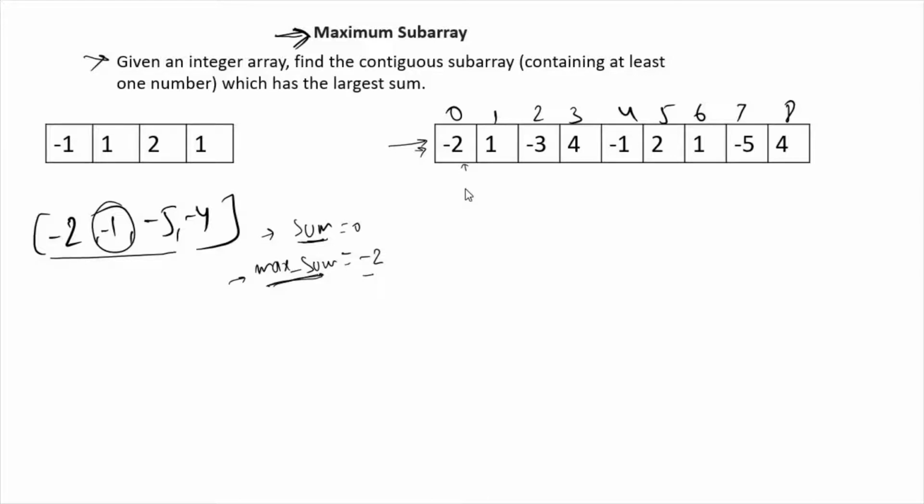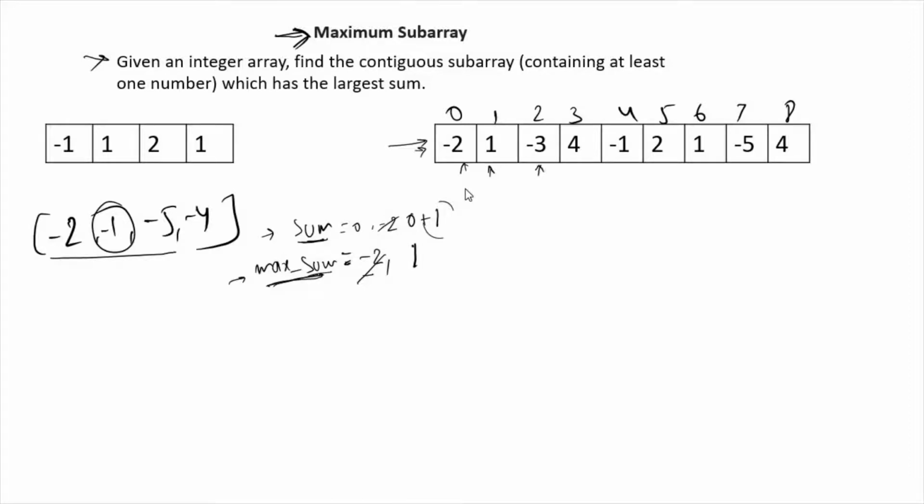Okay, so let's see. We'll add -2 to sum, so sum will be -2. As sum is less than 0, we'll change sum to 0. In this case sum is 0, maximum sum is -2. Now let's move to the second element, 1. We'll add 1 to our sum, so our sum will be 1, and maximum sum was -2. Now 1 is greater than -2, so we'll replace -2 with 1. So our answer till now is 1.